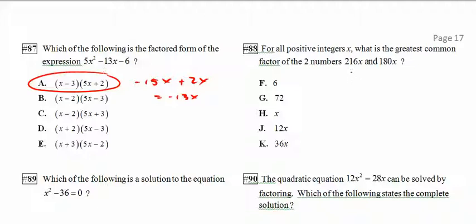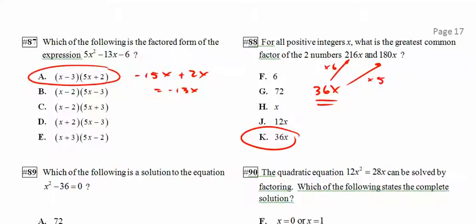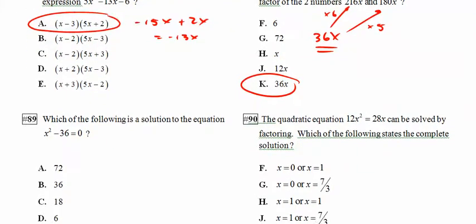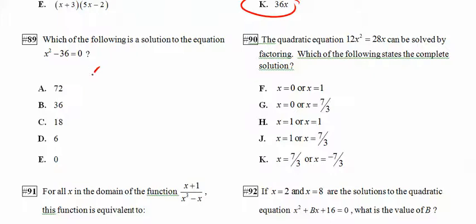What's the greatest common factor between these two? Well, they both have x in them, and they both have 36 in them. And I know that because I pulled out my calculator and started checking. 6 times 36 and 5 times 36. So that goes in there times 6, and that goes in there times 5. Solution, lots of different ways to do this. I like to factor.